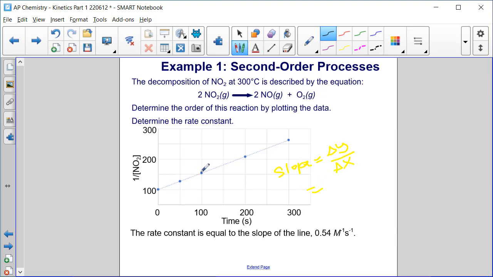So if I pick this data point, this is 150 minus 100, if I just pick here and here. And then the time is 100 minus 0. Okay, so 150 minus 100 is 50. Divided by 100 is about 0.5. If I use my mathematical graphing tools and find a better line of best fit, the slope is more exactly 0.54 molarity to the minus 1, seconds to the minus 1.